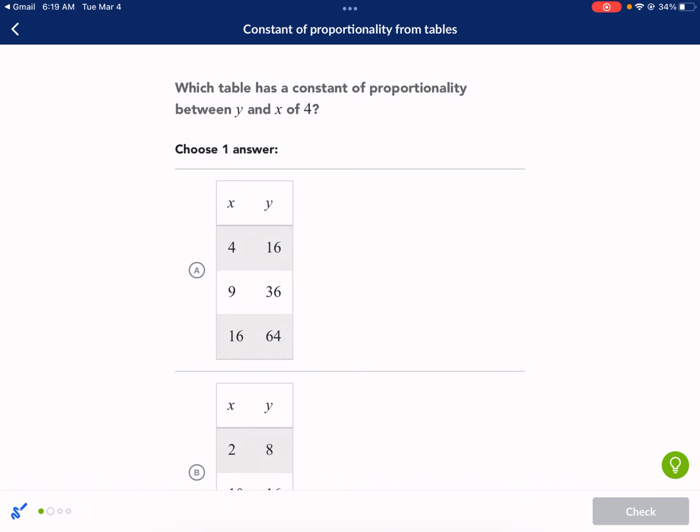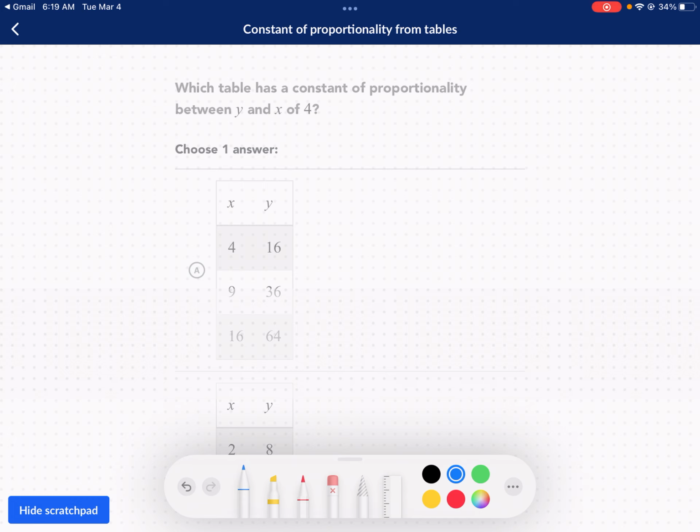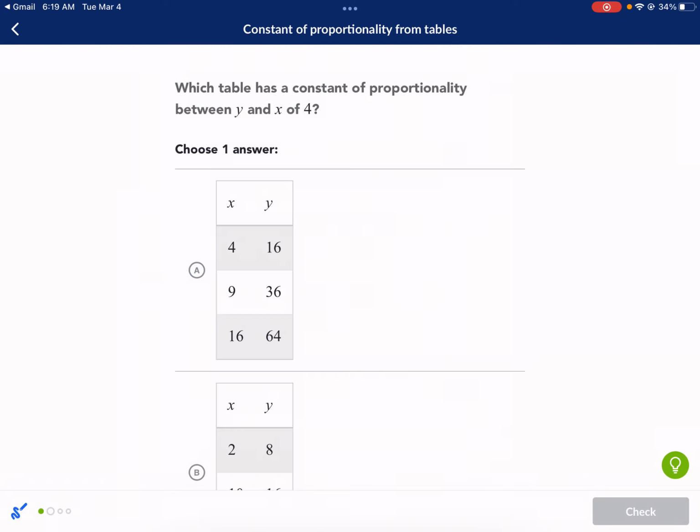So which table has a constant of proportionality between y and x of 4? So this one's going to be easier because it's not a fraction. I just want to know y/x, is this equal to 4? Essentially what that means is, do I multiply this x coordinate by 4 to get y? It looks like here I multiply by 4, check, check. 16 times 4, check. So it looks like my top answer is correct again.